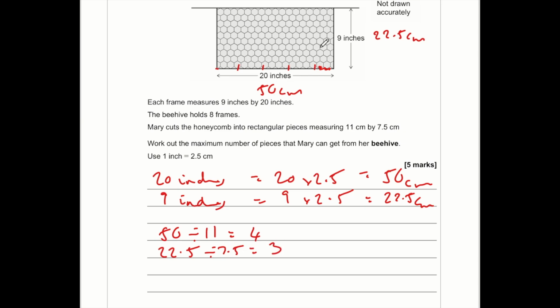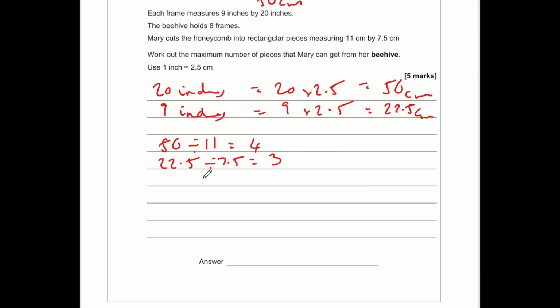So 1, 2, 3. Okay, so we're going to have a little bit of wastage over here, but it's going to be 4 across and 3 up. So that means in total there will be 12. I can draw the lines just to demonstrate that. So one frame, I'd get 12 lots of 11 centimetres by 7.5 centimetre honeycomb pieces. Okay, so if we've got 8 frames, that's just going to be 8 lots of 12, which is 96.